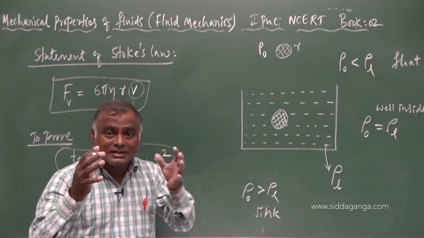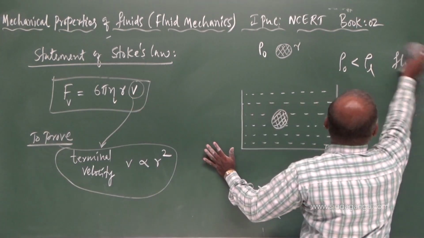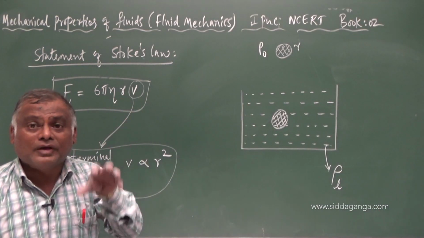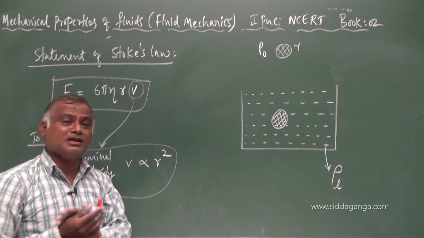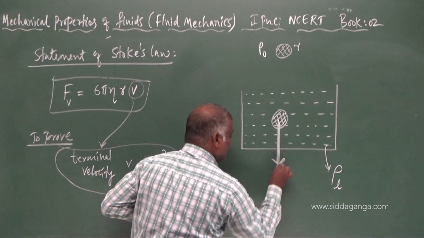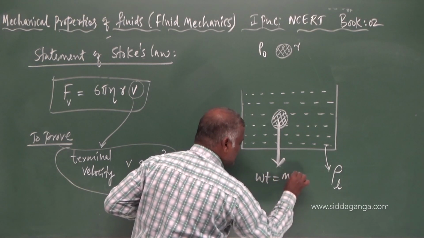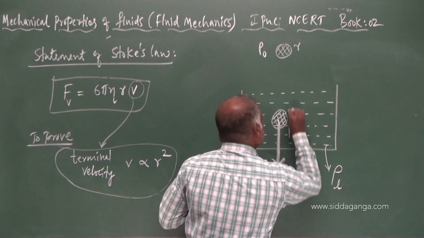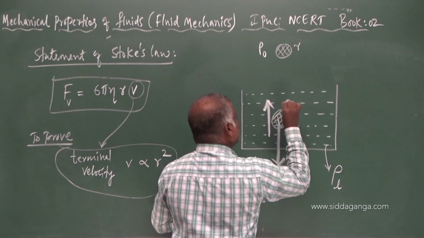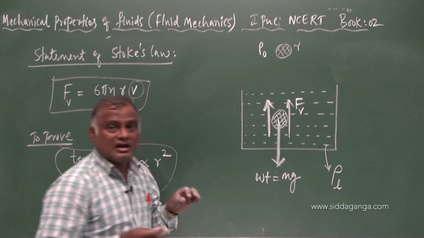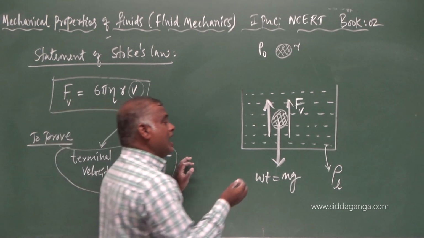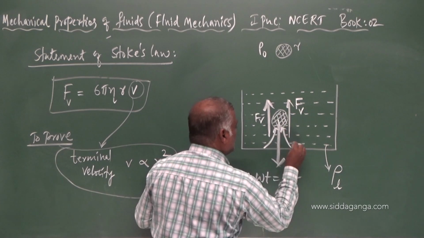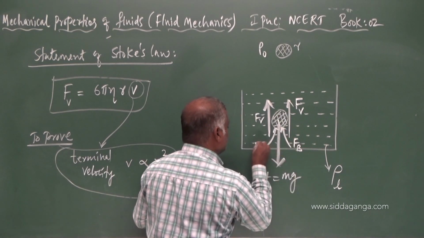Now here, the concern is, when the object is suddenly dropped, it has various forces acting on it. Can you name them? One is the weight of the object, that is mg, which is acting downward because of gravity, and the viscous force, the dragging force, upward, and the upthrust. This is Fv, and one more, upthrust, the buoyant force.